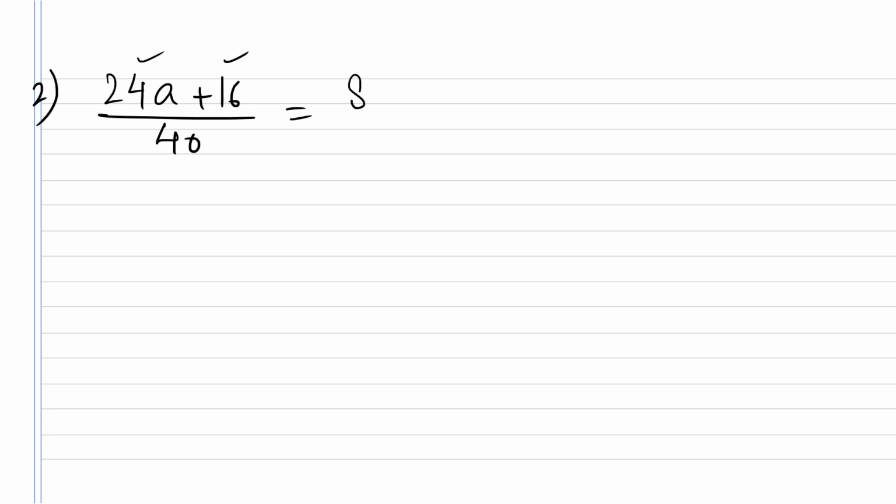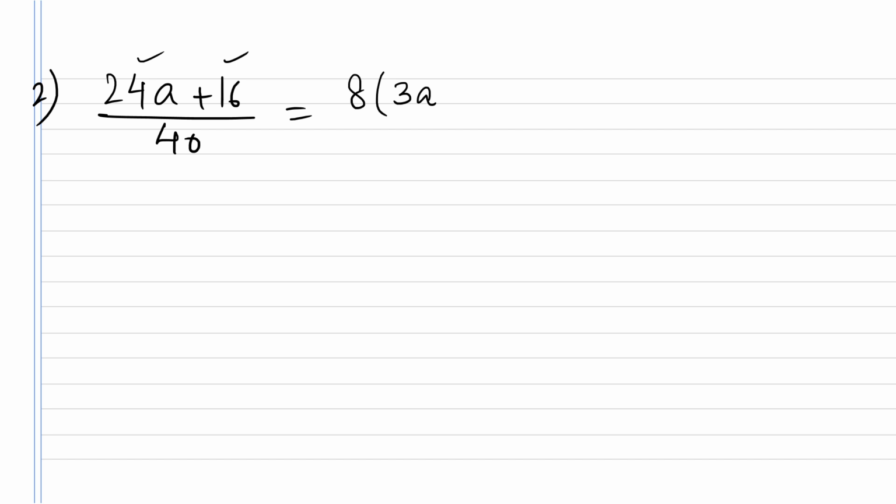Let's take the second example. 24a plus 16 by 40. From the two terms in the numerator, can we think of some common factor which divides these two terms, 24a and 16? If I say that 8 is the common factor, 8 multiplied by what number gives you 24? 3. So 8 times 3 is 24, and of course a would be there.